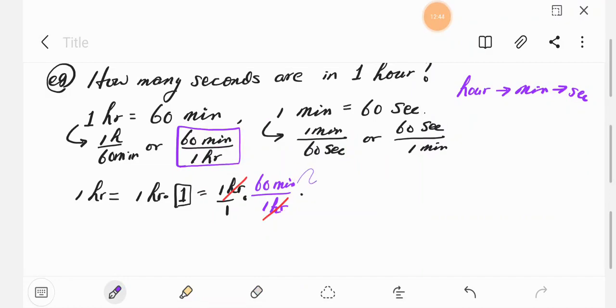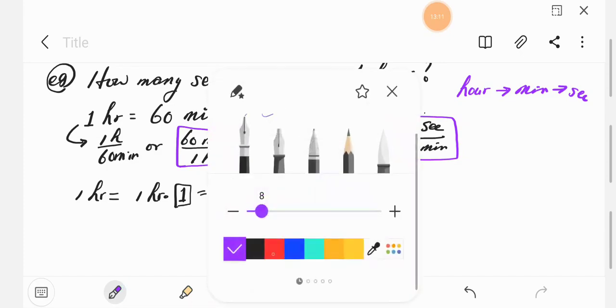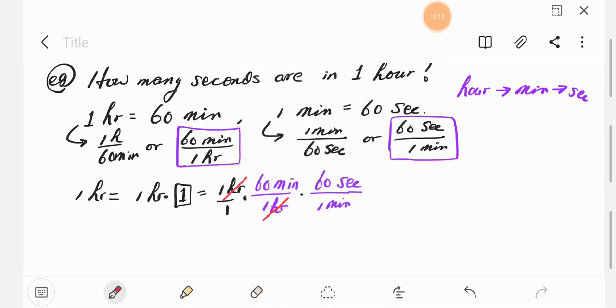So now let's convert this minute. Let me write this MIN into seconds. So which one do you want to use? Minute is in the numerator, so we'll use the conversion rate which contains minute in the denominator. So 1 minute goes in the denominator, and the numerator is 60 seconds. Right? So we're done. You can cancel out the units.